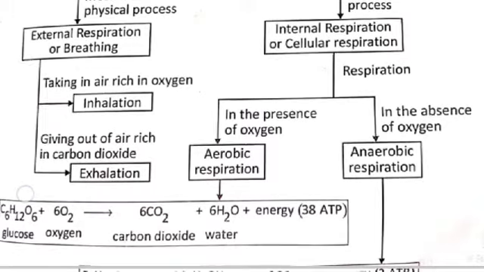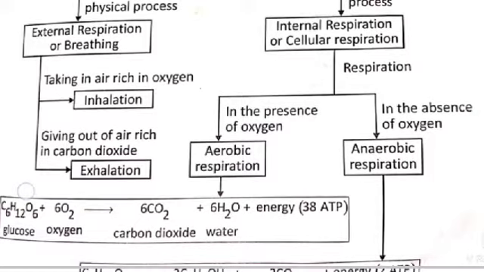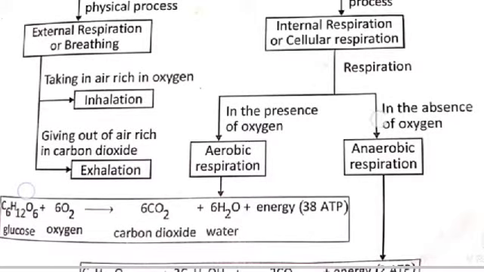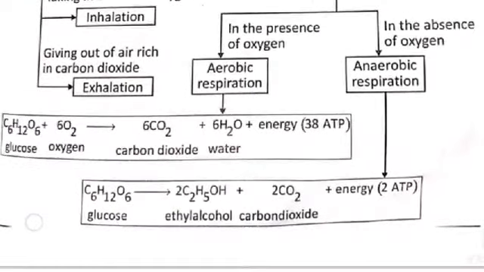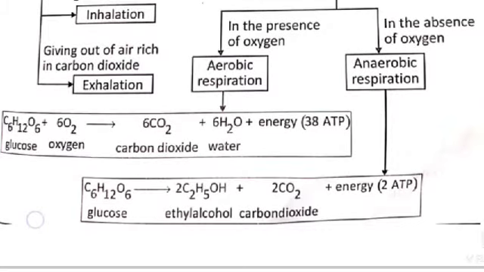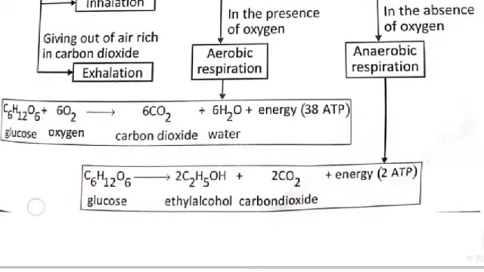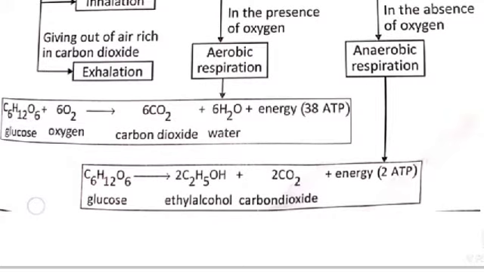Respiration is divided into two groups. In the presence of oxygen, that is called aerobic respiration. In the absence of oxygen, that is called anaerobic respiration. See the aerobic respiration: C6H12O6 plus 6O2 is converted into carbon dioxide, water and energy. And in anaerobic respiration, glucose is converted into ethyl alcohol and carbon dioxide, getting only a little bit of energy.